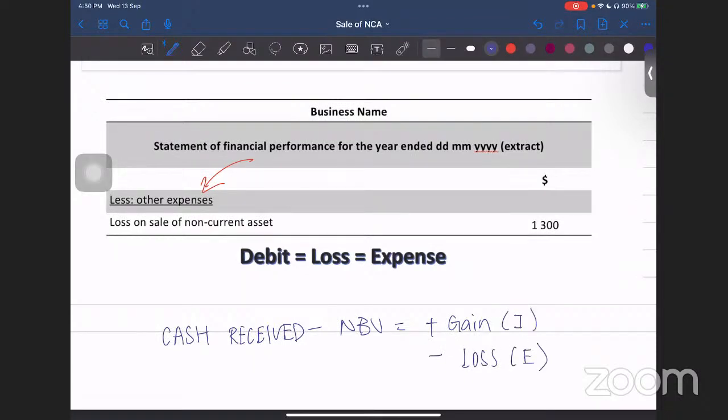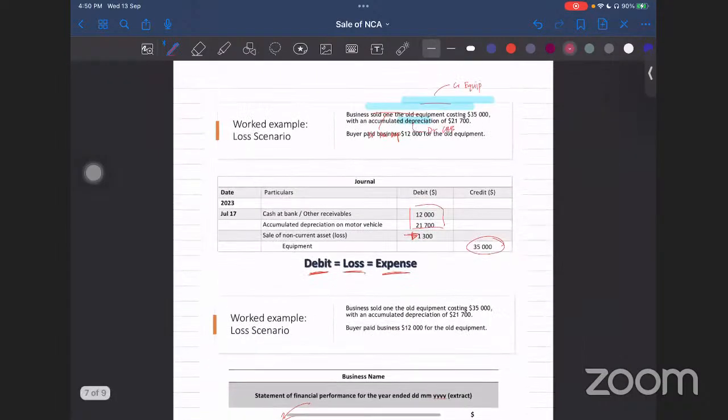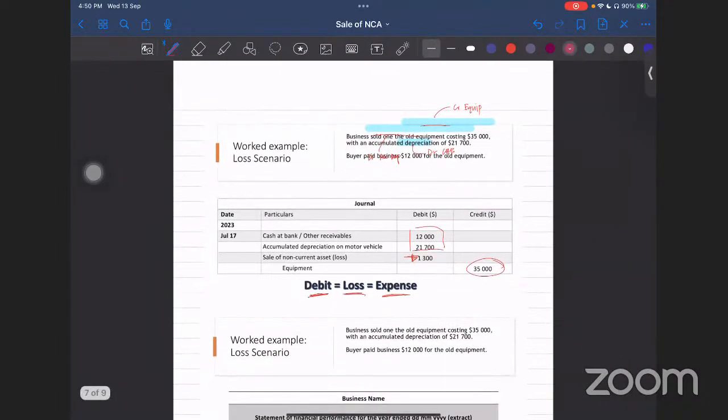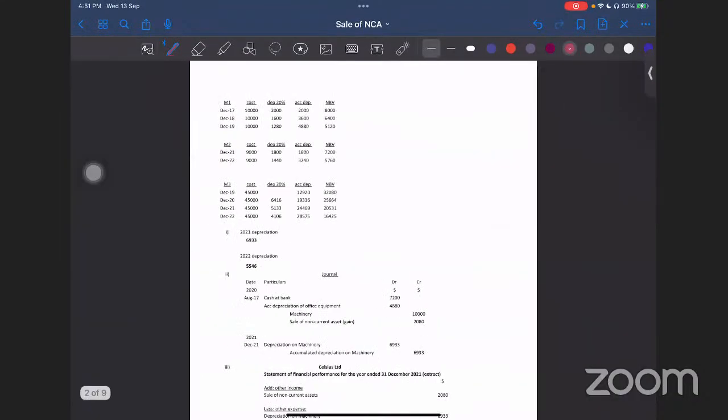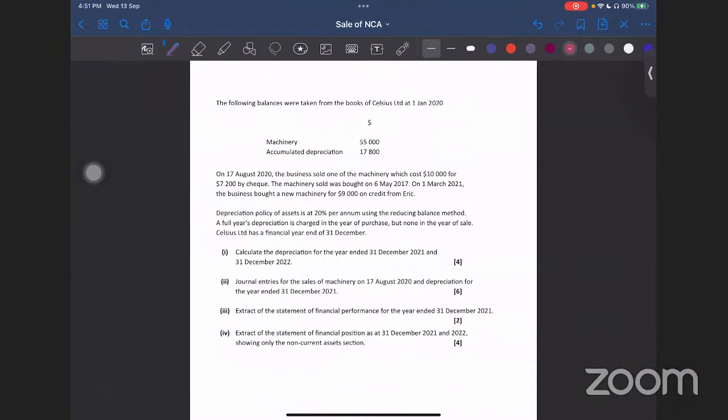The idea is still the same. You will still do the same three steps: the money received, remove the NCA, and then remove the accumulated depreciation. No matter how you do it, it's always the same three steps. Your NBV is your cost minus accumulated depreciation. Once you know how to determine the gain and the loss, doing the question is quite straightforward. It's quite easy. You just need a little bit of practice.